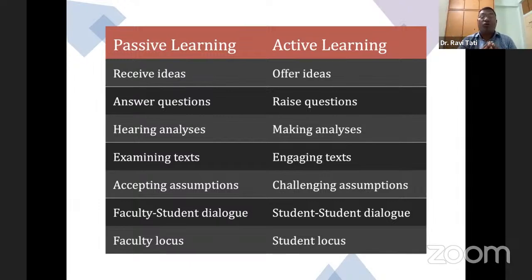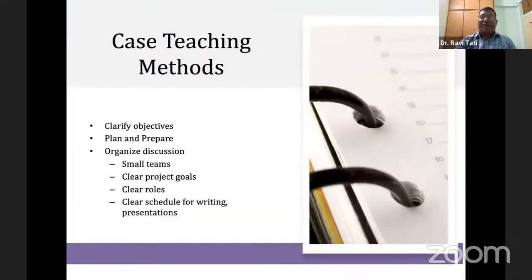Now, that is out-of-box thinking. The active learner always raises questions, makes analysis, engages with the text, and challenges assumptions. That's how Einstein was, asked to go out of the class, in fact, out of the school, but he became a noted scientist.